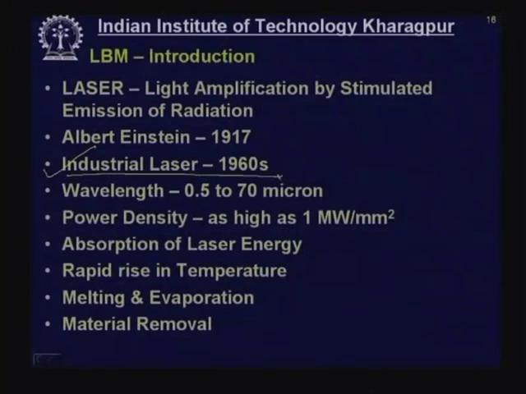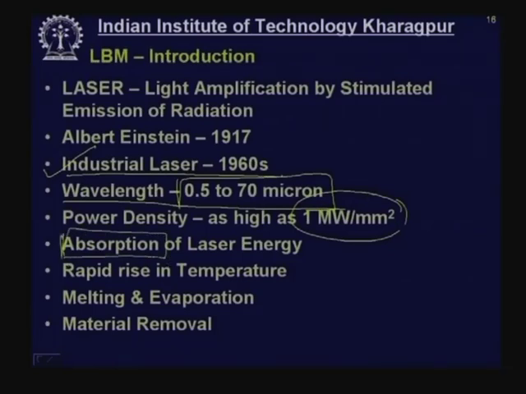When laser was conceived, not actually made, but when people understood that laser can be made, in 1917, Einstein understood the basic working principle of laser. However, only in 1960, industrial lasers were manufactured and they were put to use. Wavelength of the laser is in this region. It is submicronic to tens of microns. Power density, it is a high energy density process, could be as high as we have indicated earlier, 1 megawatt per millimeter square. It is very interesting that laser has to be used on materials where it absorbs laser energy.